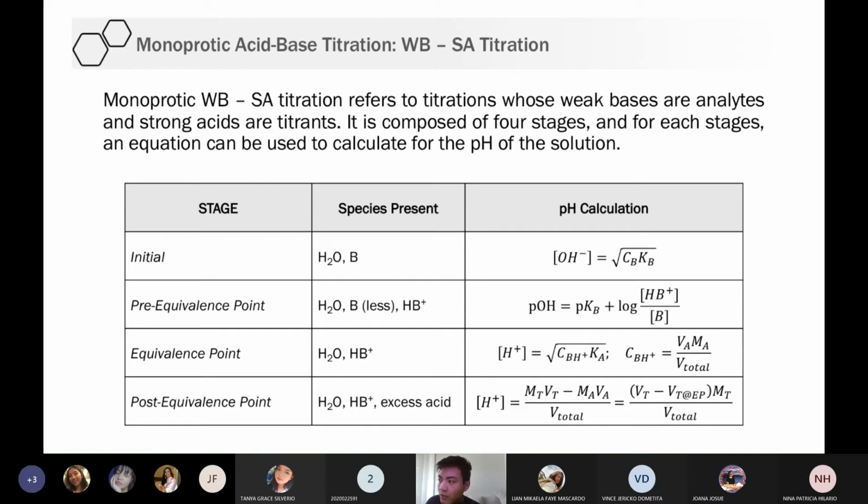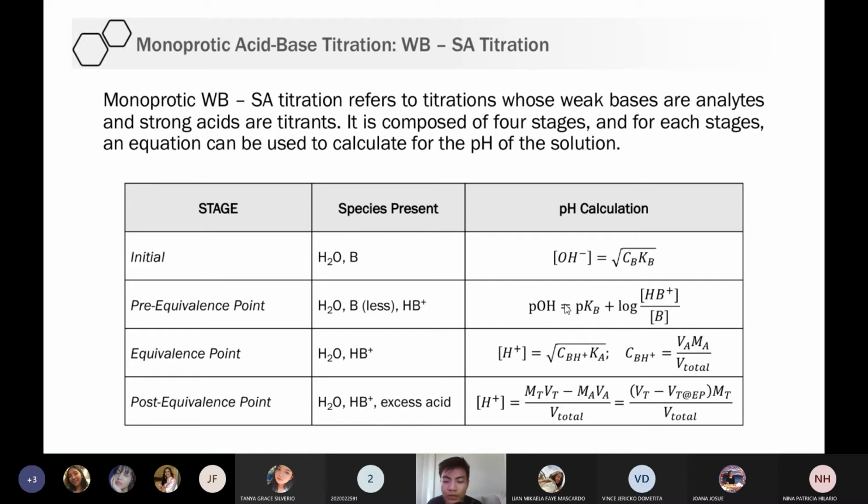Pre-equivalence. What happens in pre-equivalence? You are now adding acid titrant. That means some of the base is converted to the conjugate acid, so you are adding conjugate acid. So we will use the basic version of the Henderson-Hasselbalch equation, which is pOH equals pKb plus log of conjugate acid divided by conjugate base. So this is the equation to be used. There are two, you have the pH version and the pOH version.